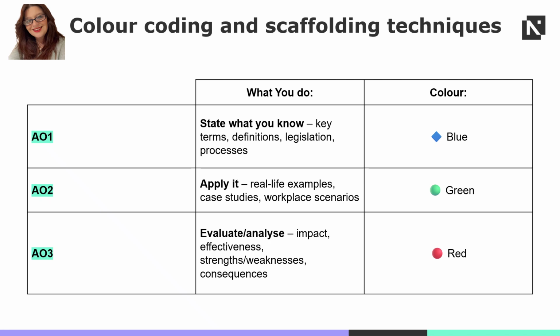This next slide shows a simple but powerful strategy for helping students break down extended responses using colour coding. Each assessment objective is matched with a colour and a specific action. AO1 here is blue. State what you know, which is definitions, key terms, legislations and processes. For AO2, it's green. Here we apply it, using real-life examples, scenarios or workplace settings to show relevance. And AO3 is red. Evaluate or analyse, looking at impact, strengths and weaknesses, and consequences.